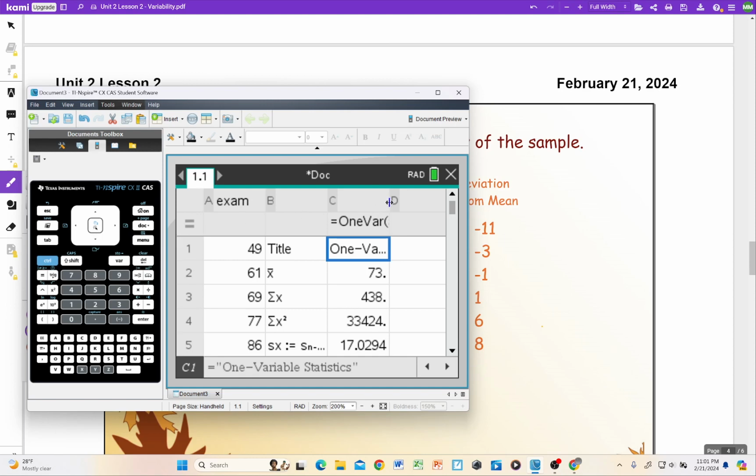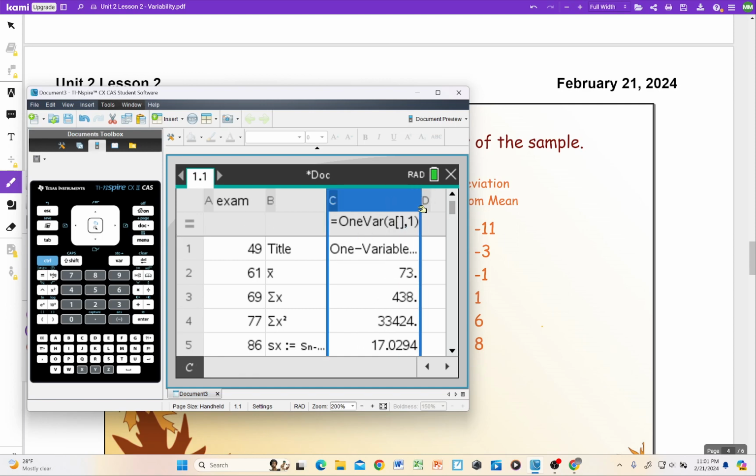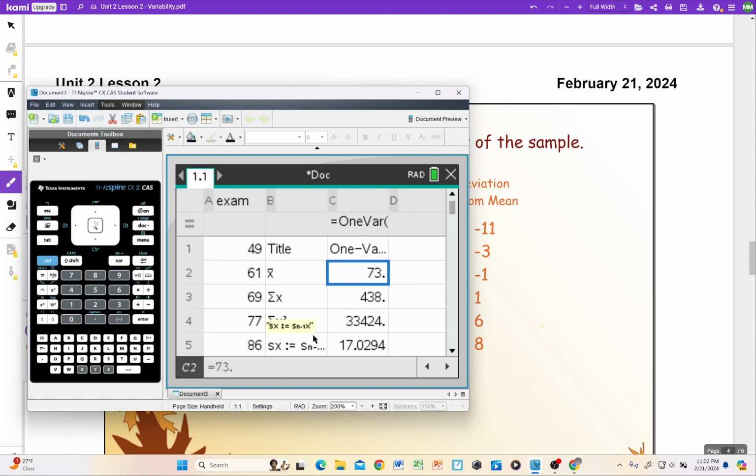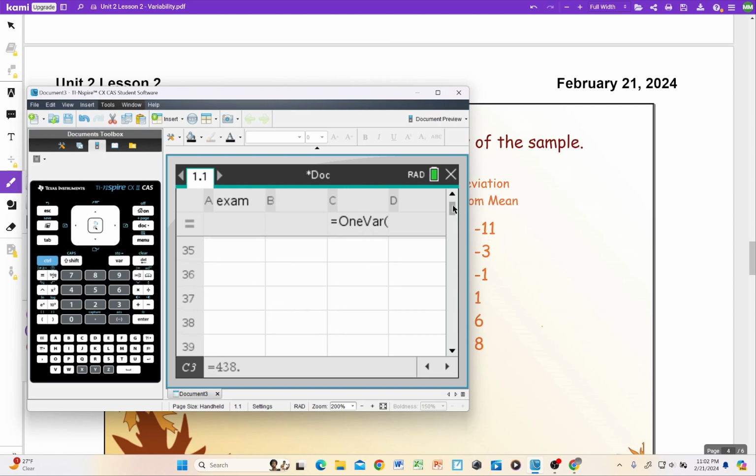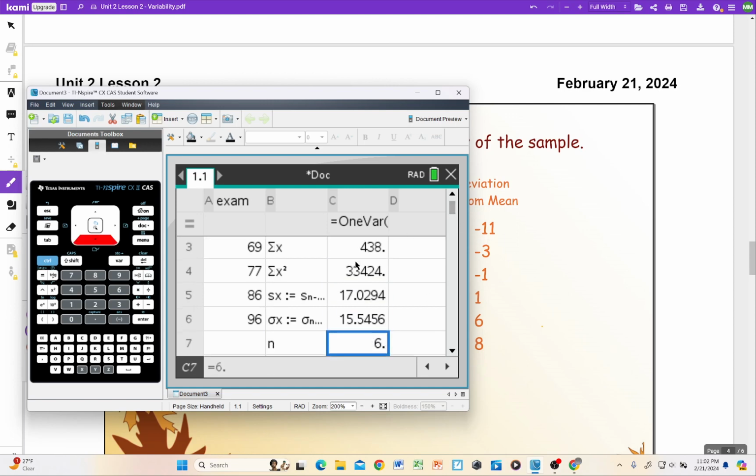And there we go. Now here's a lovely part on the calculator. There is a way to click and drag and open them up like this, which is kind of neat if you want, but it's not completely necessary. Look at what you have. The mean is 73. Here's my sum of squares, sum of data set. Here's my standard deviation. For this particular class, it's 17.02.